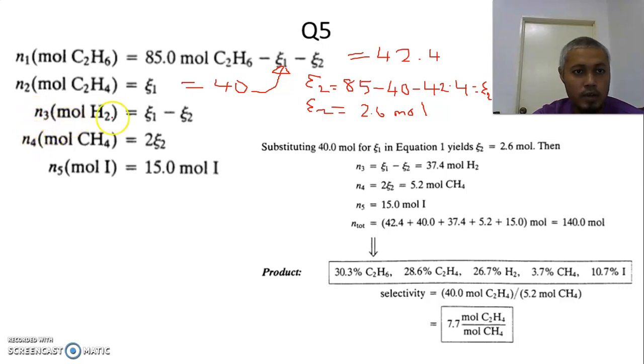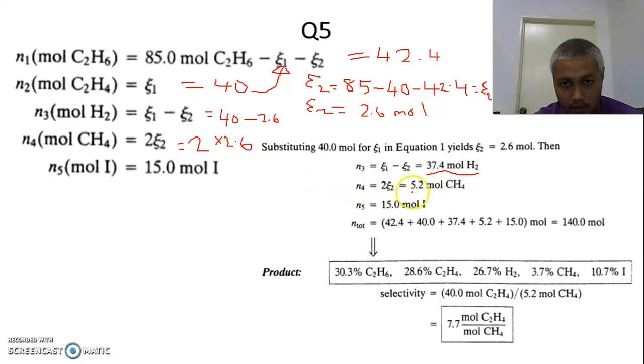Next, for N3 and N4 will be very easy because we already have epsilon 1 which is 40, epsilon 2 which is 2.6, so we can do the calculation here. 40 minus 2.6, that's why we have N3 equals 33.4 here. Then the same goes to N4. We have 2 times epsilon 2, 2.6. That's why we have 5.2 mole CH4 here. Then N5, like I said just now, is the same as the inlet, which is 15 mole.